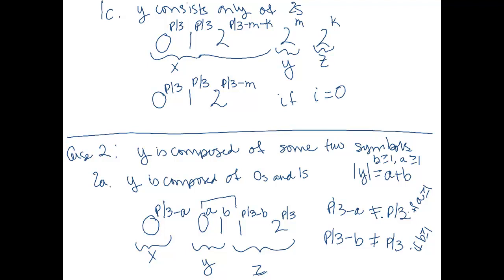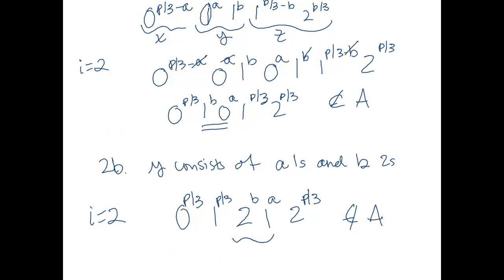There's 2A and 2B. All right, so we actually have one more case here to cover because of the string that we chose. What's case 3? Let's remind ourselves the string we chose: 0 to the p divided by 3, 1 to the p divided by 3, 2 to the p divided by 3. And what do we need? We need the length of y to be greater than 0, and we need the length of xy to be no bigger than p.